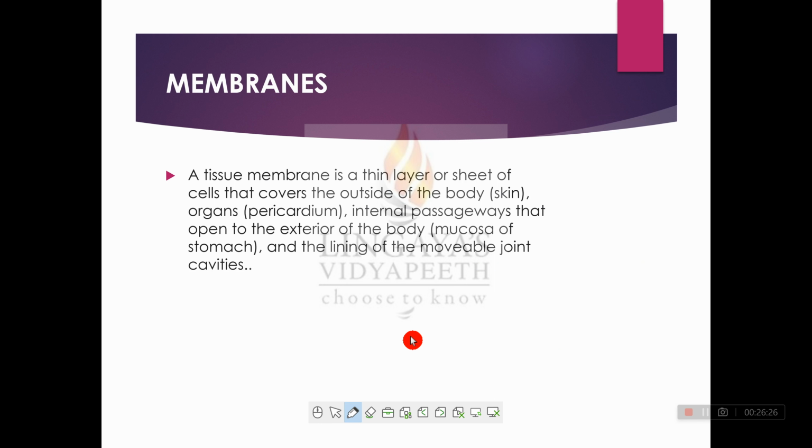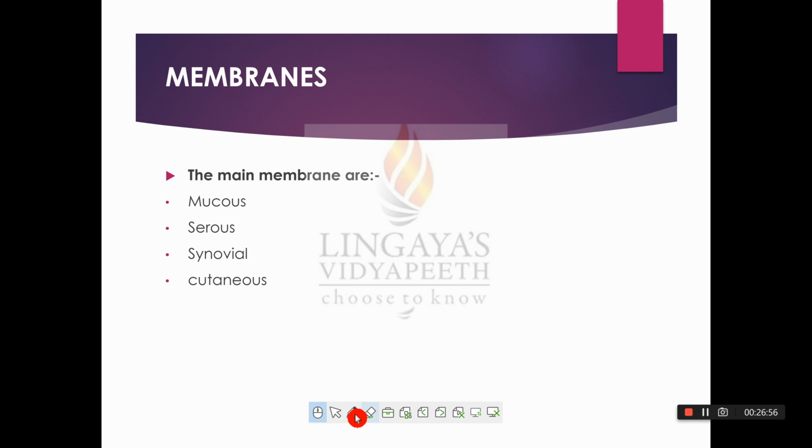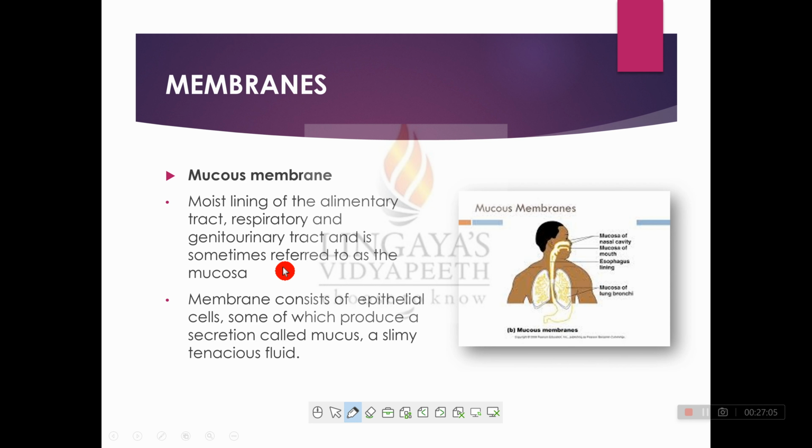Now talking about the tissue membrane. A tissue membrane is a thin layer or sheet of cells that covers the outside of the body. So a membrane is present in the body in the form of a sheet covering the outside, as in skin, or in the heart as pericardium. It is also present in the lining of the movable joints and cavities. The main membranes present in the tissues are the mucous membrane, serous membrane, synovial membrane and the cutaneous membrane.